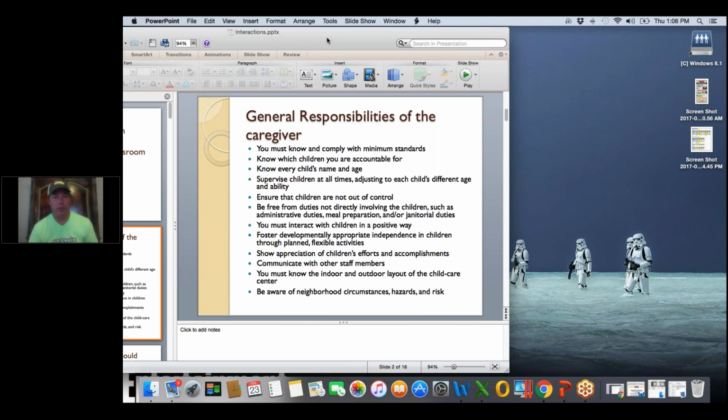Of course, while we're communicating with children, we've got to keep it developmentally appropriate. We want to have planned but flexible activities. We all know that when we're doing an activity in the classroom, you can plan it all day long.